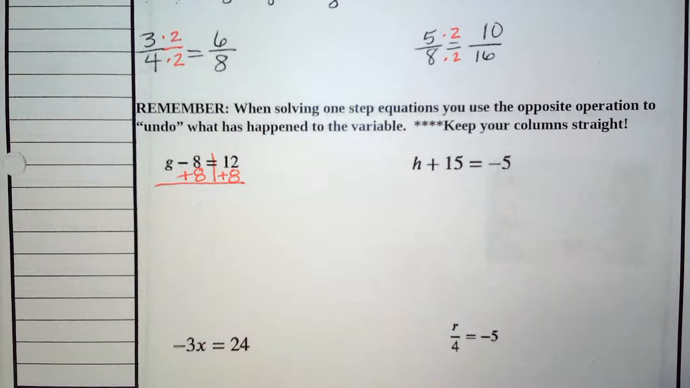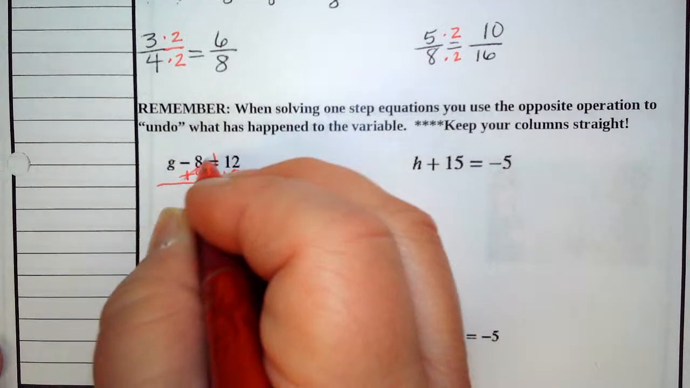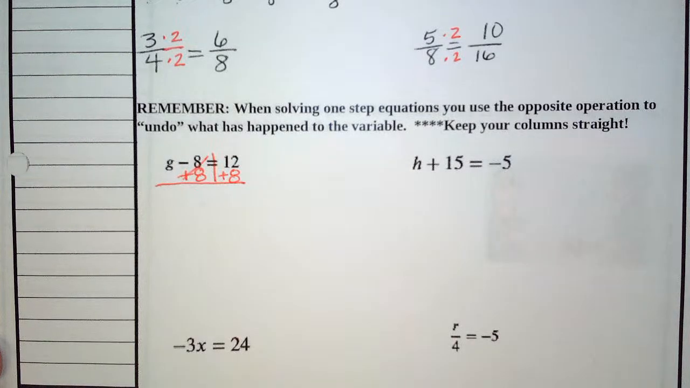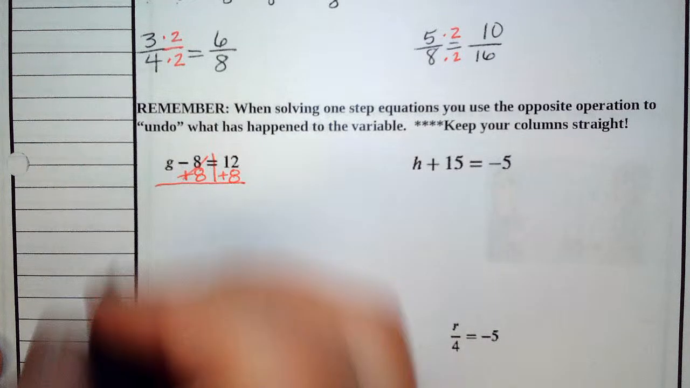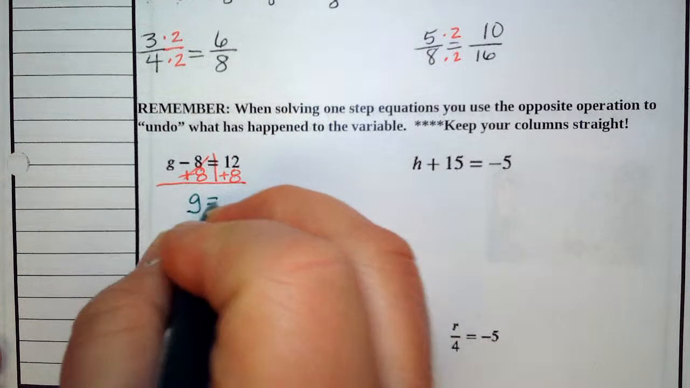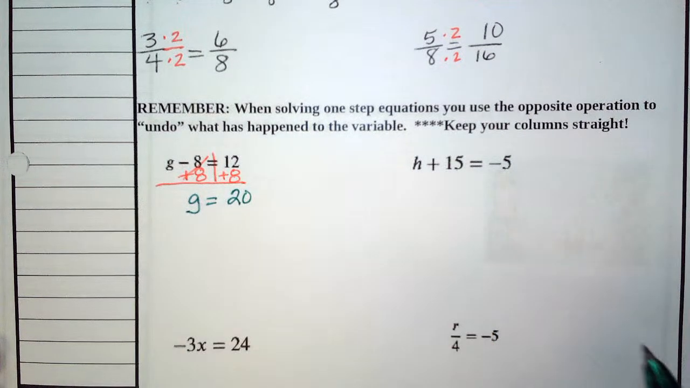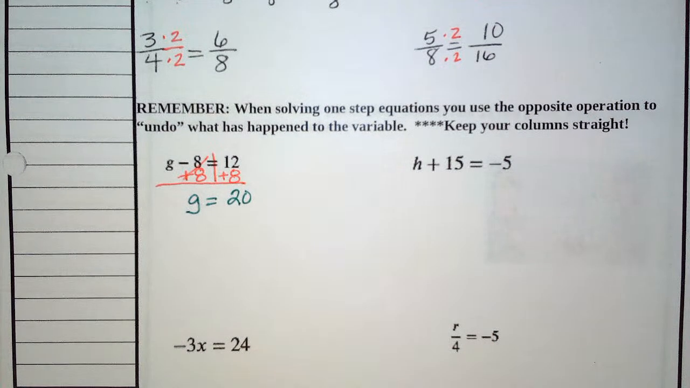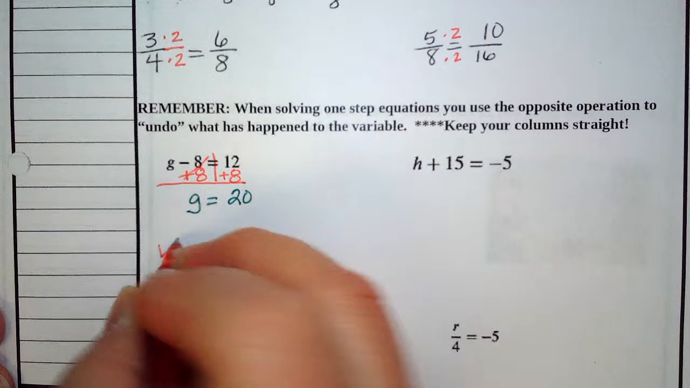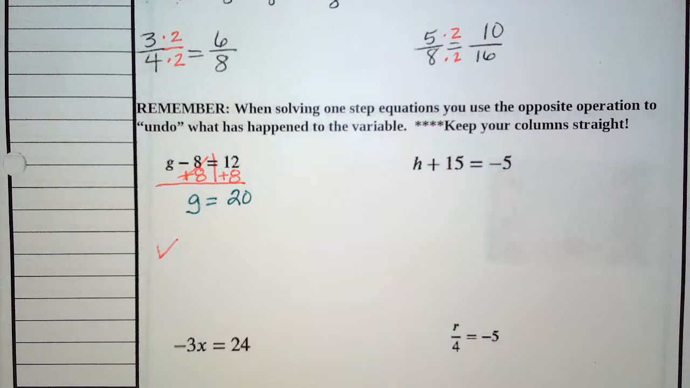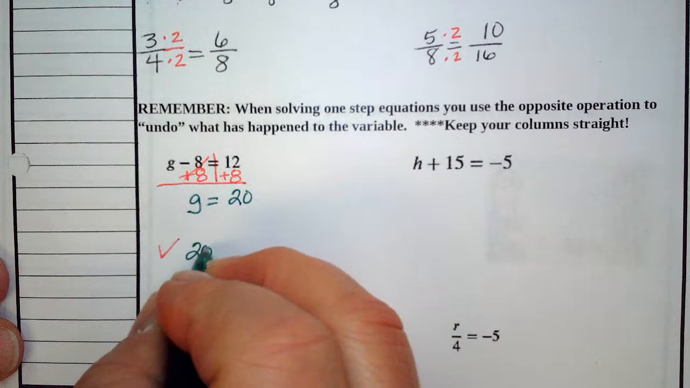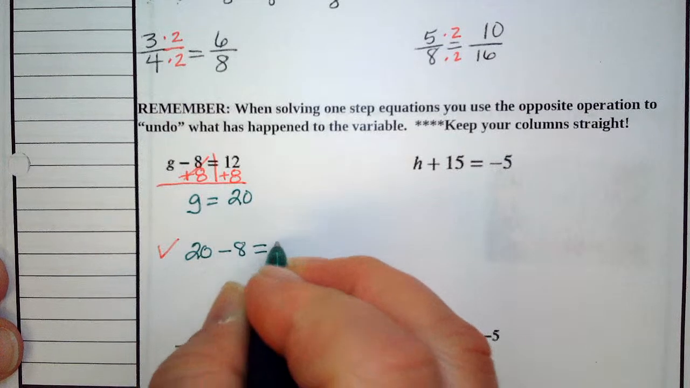Just like having 2 children. If I give one child $8, I've got to give the other child $8. I have eliminated the 8 from this side. I now have G is equal to 12 plus 8 is 20. If I wanted to check, my check would be replacing G with 20. 20 minus 8 is 12.